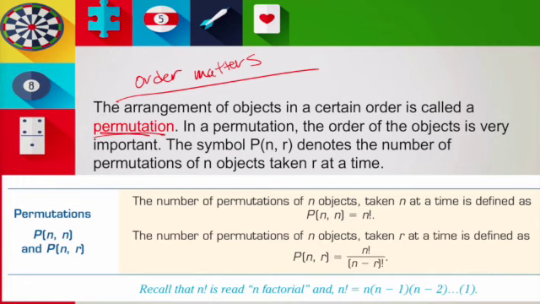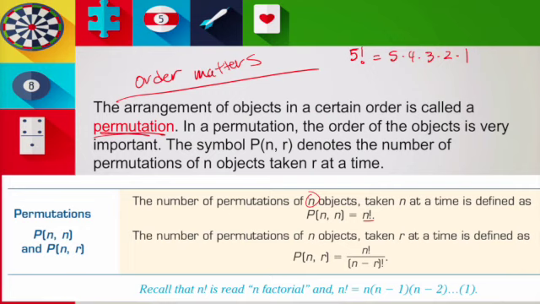So, the number of permutations of some n objects, taken n at a time, is defined as n factorial, right? So n factorial, n times n minus 1 times n minus 2, all the way down to 1. So for instance, 5 factorial is 5 times 4 times 3 times 2 times 1. It's the number, and then all of the integers less than or equal to that number multiplied together. That's 5 factorial. You can do it with any number n.